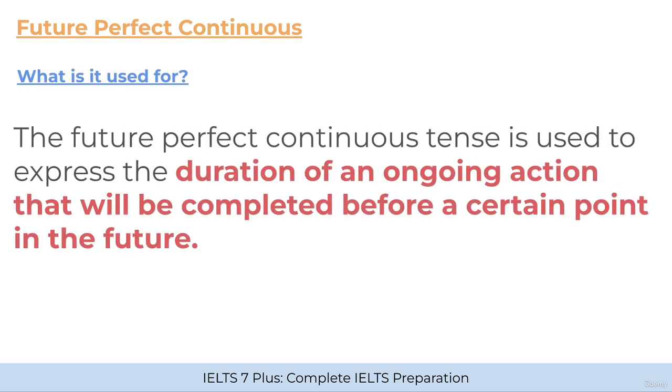Okay, so what is the future perfect continuous used for? Well, the difference is that it's used to express the duration of an ongoing action. But the similarity lies where it's still completed before a certain point in the future. But the focus is more on this duration, this ongoing action. So you still have the timeline element, but it's just a different focus here that's shifted to this ongoing part.